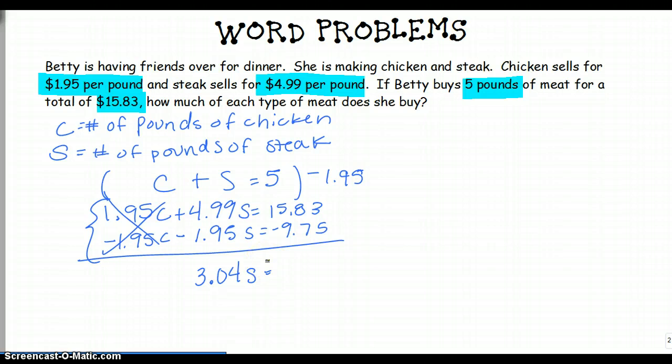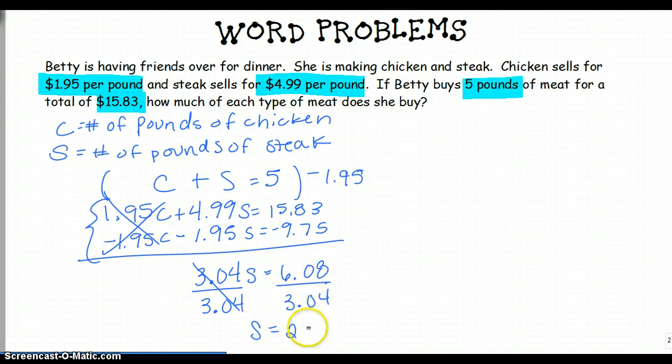And then 15.83 minus 9.75 gives you 6.08. When we solve for how many pounds of steak we have purchased, again, we would just solve for S, so divide by 3.04. And we're going to say that we bought 2 pounds of steak.